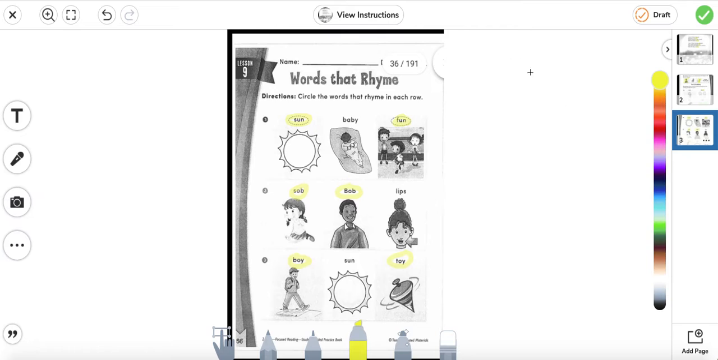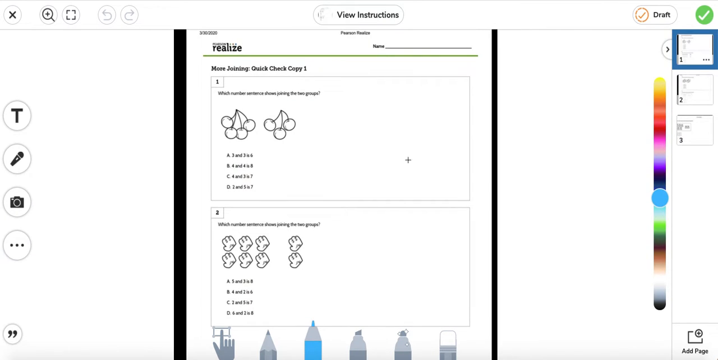Okay, we're going to move on to math. For math, we are still joining. Okay, let's look at number 1. Which number sentence shows joining the two groups? So here we have 1, 2, 3, 4. 4 and 1, 2, 3. If I'm joining, that means I'm going to put a plus sign, 3 more. What is 4 plus 3? 4, 5, 6, 7.